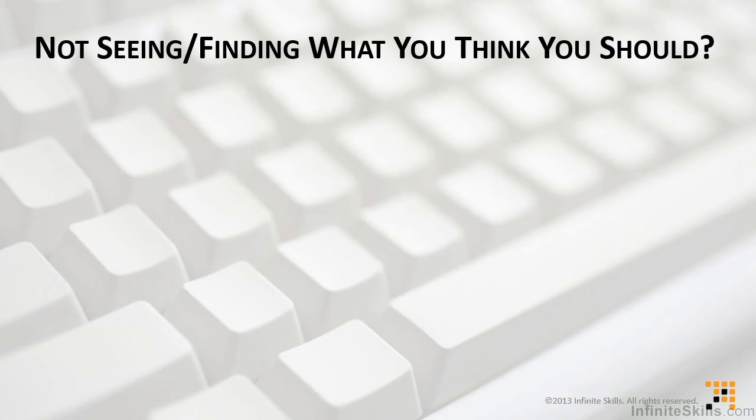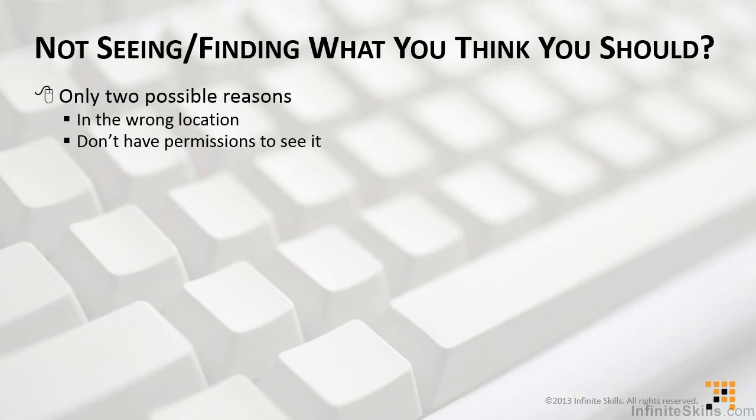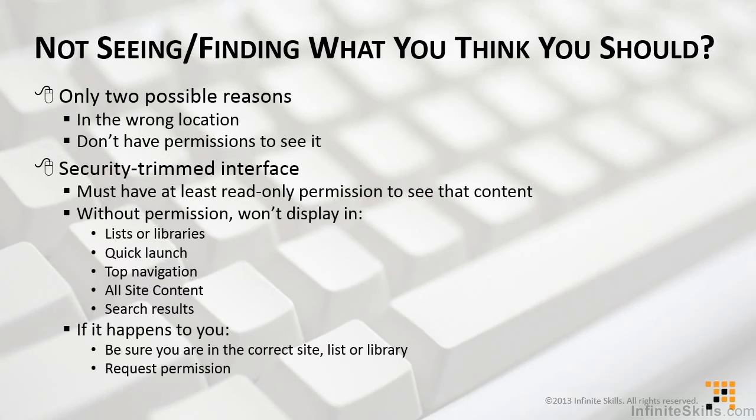The good news is there's only two reasons that could happen in SharePoint. Either you're in the wrong place or you don't have permissions to see it. This is actually due to a feature called the Security Trimmed Interface. What this says very simply is you must have at least read-only permissions to see content. Without permissions, it won't display in lists or libraries, it won't display in the quick launch, it won't display in the top navigation or in all site content. It won't even display in search results.